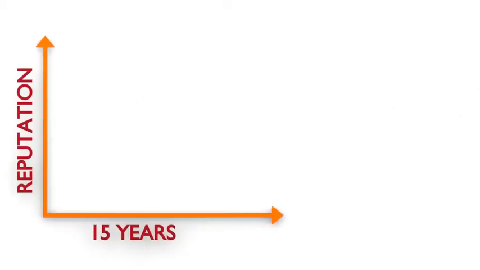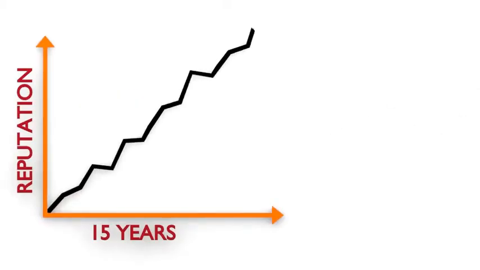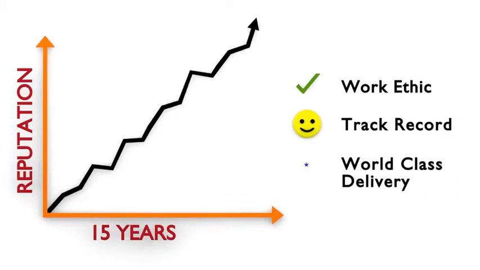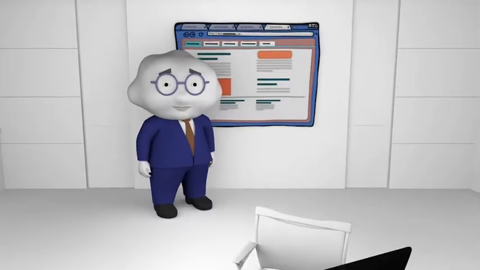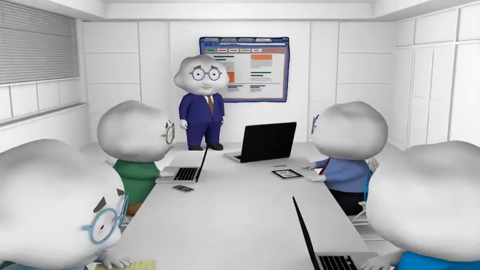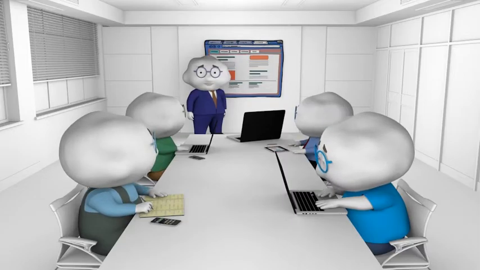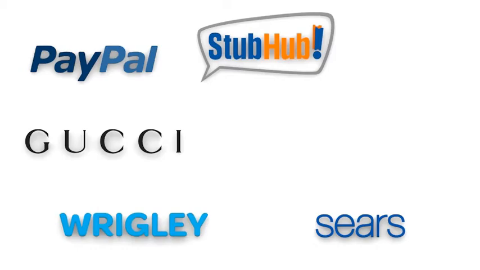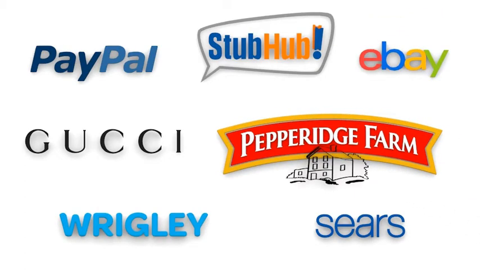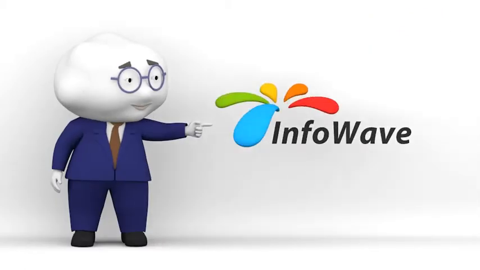Look no further than InfoWave, a company that comes with a reputation gained over 15 years on a strong work ethic, a proven track record, and world-class delivery. Our highly professional and efficient CSS and HTML5 teams have worked on projects for renowned brands such as PayPal, Sears, StubHub, Wrigley's, Gucci, eBay, and Pepperidge Farm. So what makes InfoWave so special?